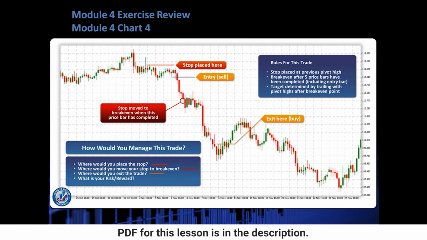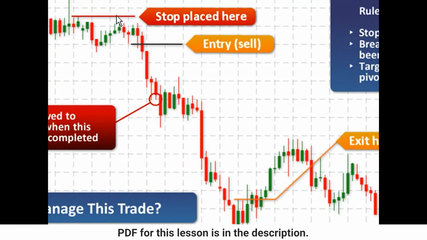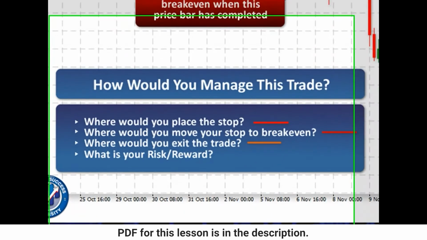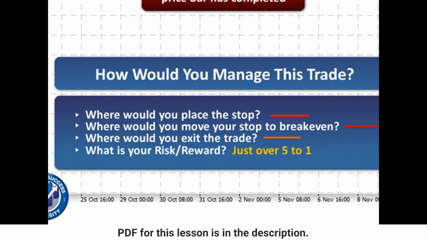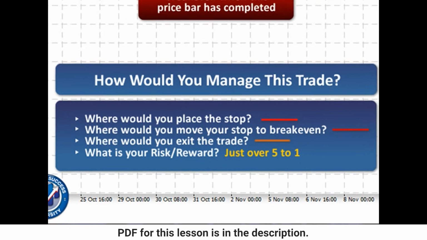What is our risk reward? So again, let's look at the grid lines. We've got around about 1.5 in risk, or just over 1.5 in risk. And in our reward, we've got 1, 2, 3, 4, 5, 6, 7, 8.5. So that gives us a risk reward of around about just over 5 to 1.